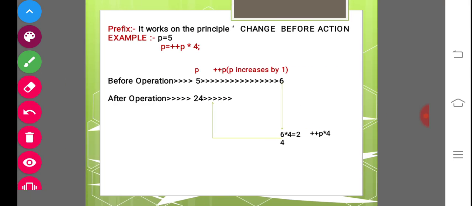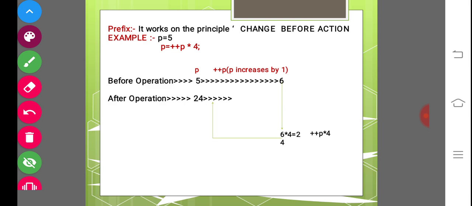Now in the second point, the prefix works on the principle change before action. What does it mean? In the prefix, it uses the incremented or decremented value in the expression to get the result. For example, I have a variable p initialized with 5. Now, ++p * 4, this is an expression. The result of this expression will be stored in my p variable after the execution of that statement. As this is a prefix, it says change before action.